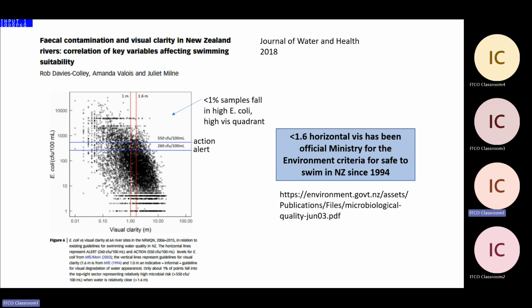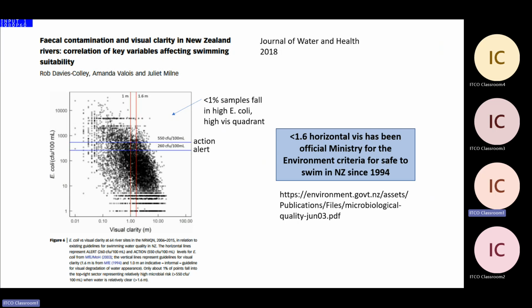And in New Zealand, this has actually been implemented operationally by the government in terms of setting criteria for whether or not it's safe to swim in lakes, which is cool. So if the horizontal visibility is less than 1.6 meters, then that's not safe to swim in. New Zealand has used this since 1994, and that's an official metric that they use. So it's a very simple thing that anybody can go out and make that measurement.